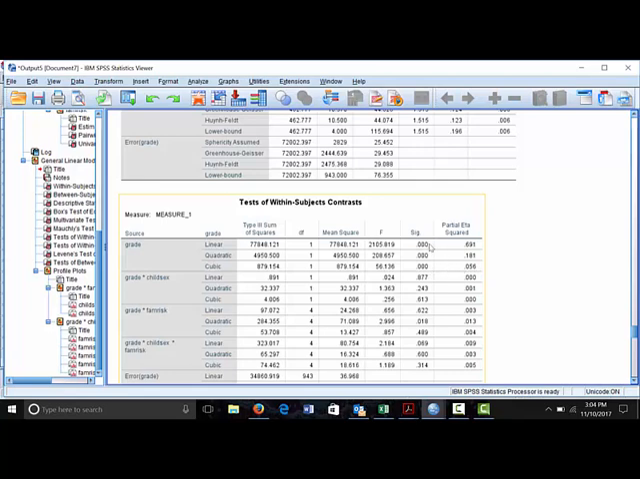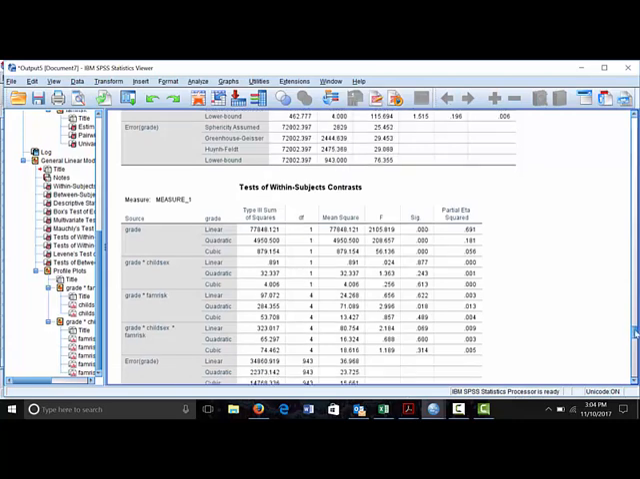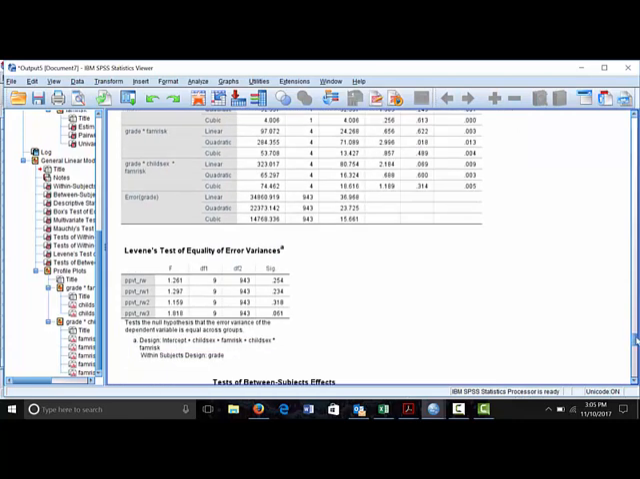We see that the greatest amount of partial eta square is explained by the linear effect, but the fact that we have a significant cubic effect suggests that this is a fairly complex curvilinear relationship that we are looking at as the effect of PPVT across these 4 grade levels. We look at the test of homogeneity of variance when we are looking at the individual analyses of these scores.